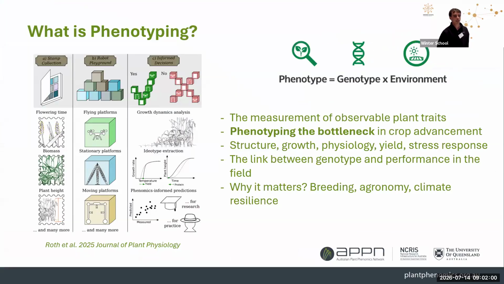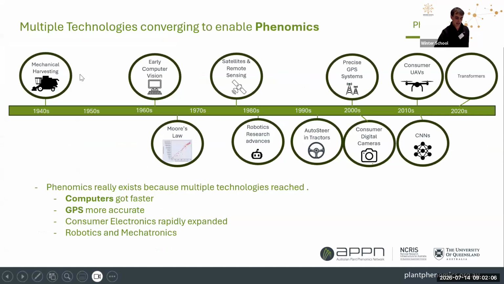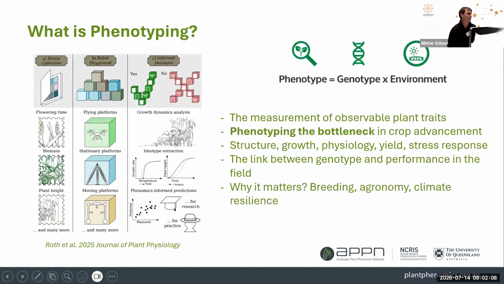So phenotype is a combination of genotype, an organism's genes, and its environment, just the environment in which it's grown. And so phenotyping is the activity of measuring traits. And a trait can be anything. It can be anything that an organism expresses as long as it's measurable.